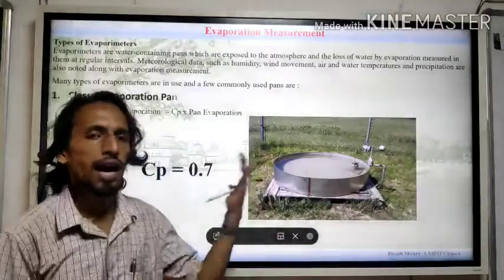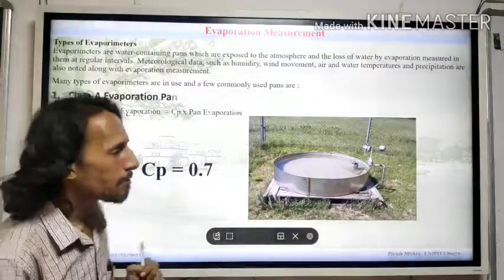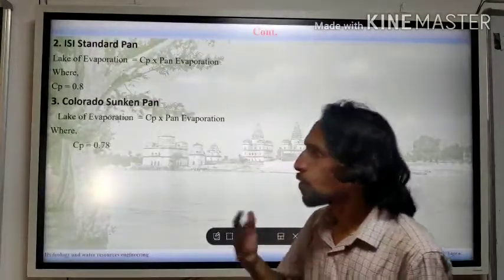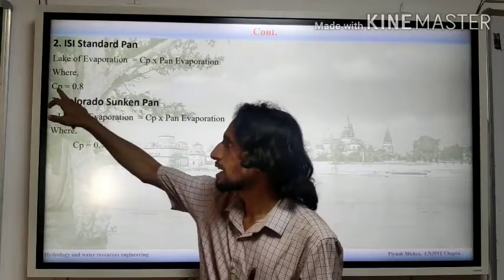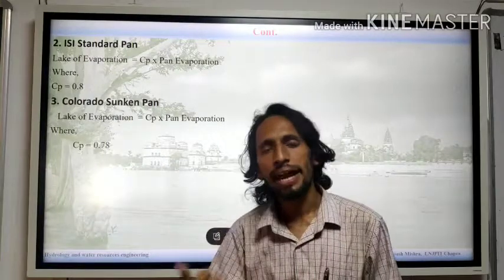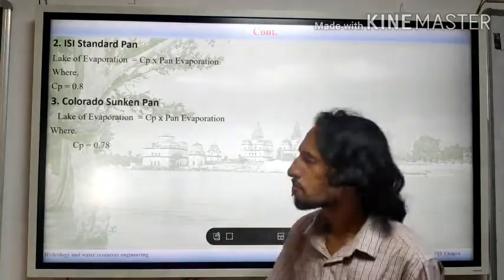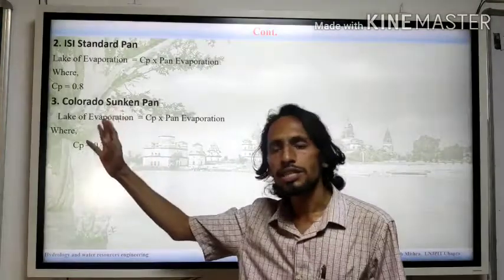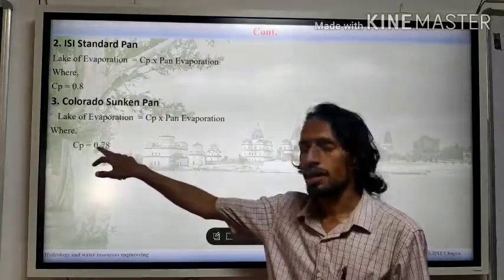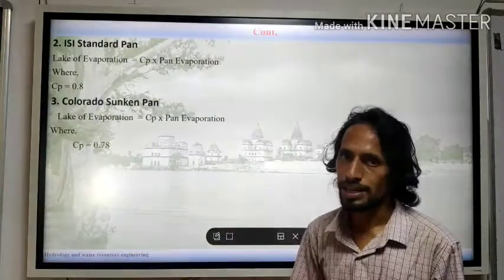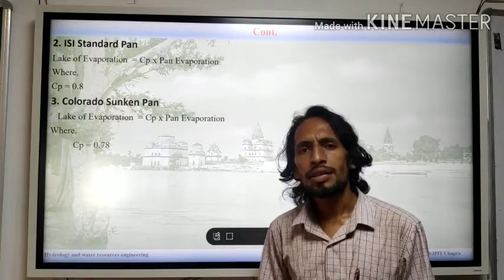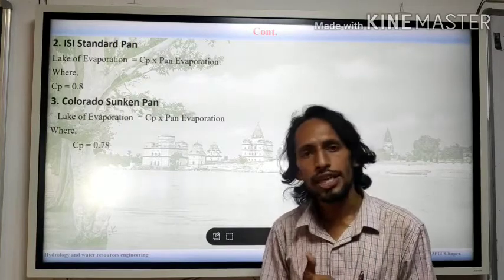This pan was designed by Americans, okay. So India have also designed their own pan, okay, but the only difference is they have changed their pan coefficient as 0.8 because they have used different metal and different shapes like that. Similarly, there is another evaporation pan that is called Colorado sunken pan. For them, the coefficient is 0.78. So all the pans are working on the same principle. The only difference is in the coefficient of pan.